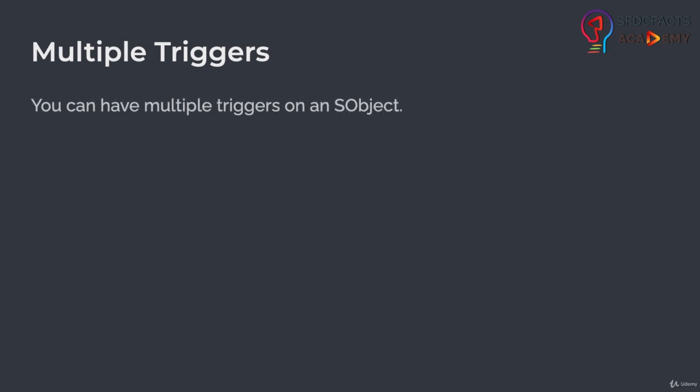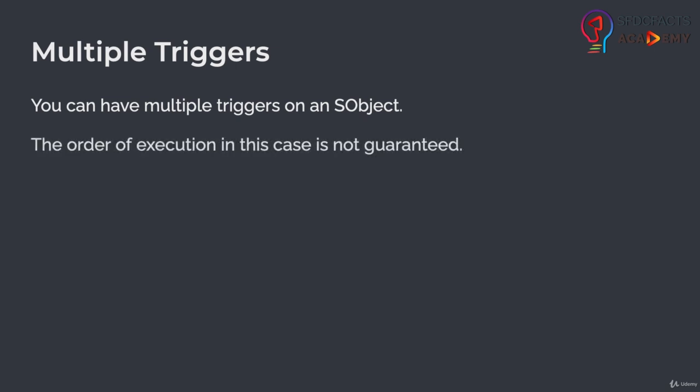Apex allows you to create multiple triggers on the same sObject. But in this case, the order of execution of these triggers is not guaranteed. For example, let's say you have two triggers on the lead object. The first trigger is called lead trigger 1. The second trigger is called lead trigger 2. But you can never control which of these triggers will execute first whenever you make some changes to your lead data.